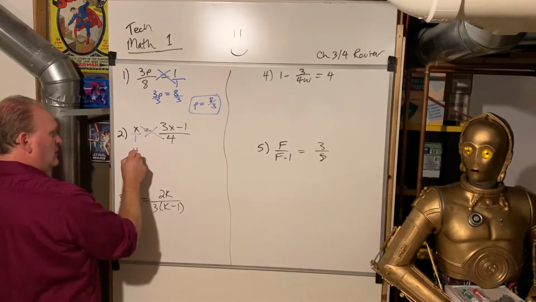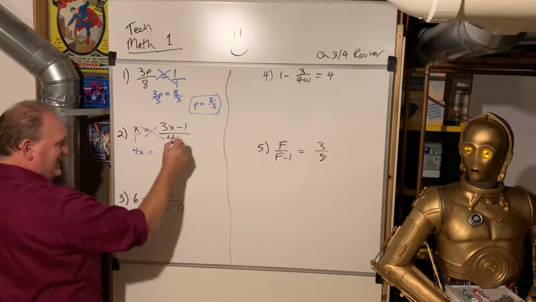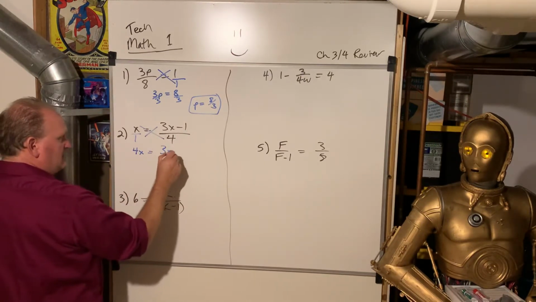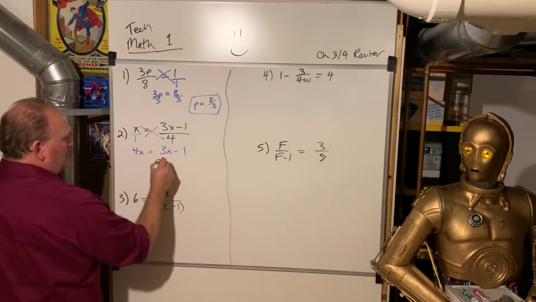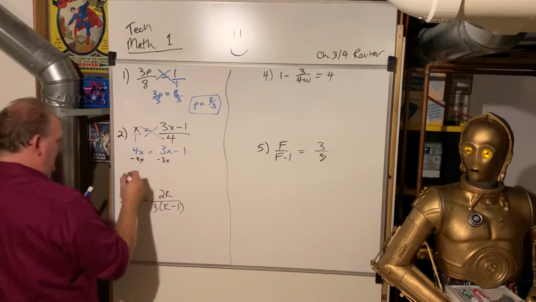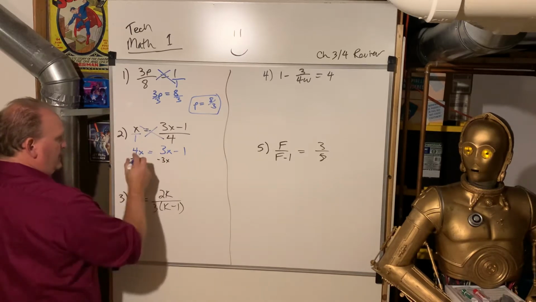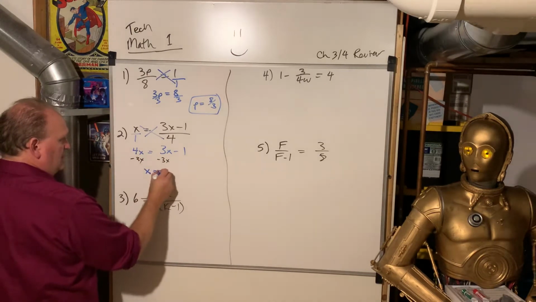It'll be 4x is equal to 1 times 3x minus 1. So it's just going to stay 3x minus 1. And then you subtract 3x from both sides, and you end up with x equals -1.